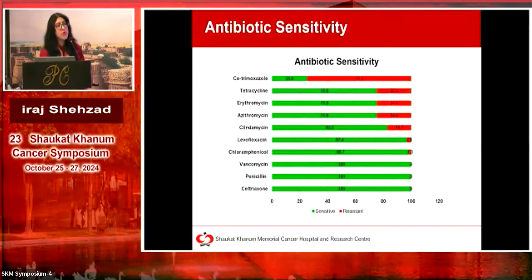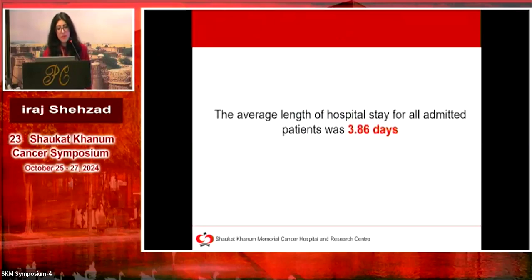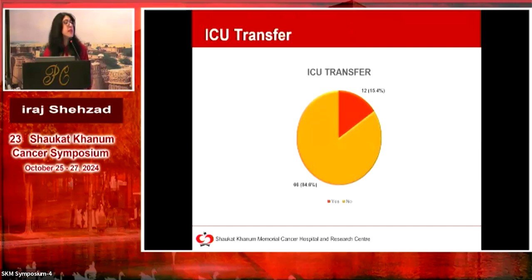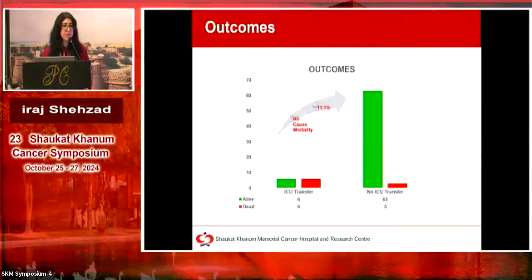This slide shows us the importance that our strains were fairly sensitive to penicillin, ceftriaxone, as well as the macrolide antibiotics, as well as the respiratory fluoroquinolones. So this shows us we can use these antibiotics, as most of the patients with pneumococcal infections are treated empirically till we have the final culture results. The average length of stay for all the admitted patients was 3.68 days. Of these 78 patients, 12 were shifted to ICU during their admission.